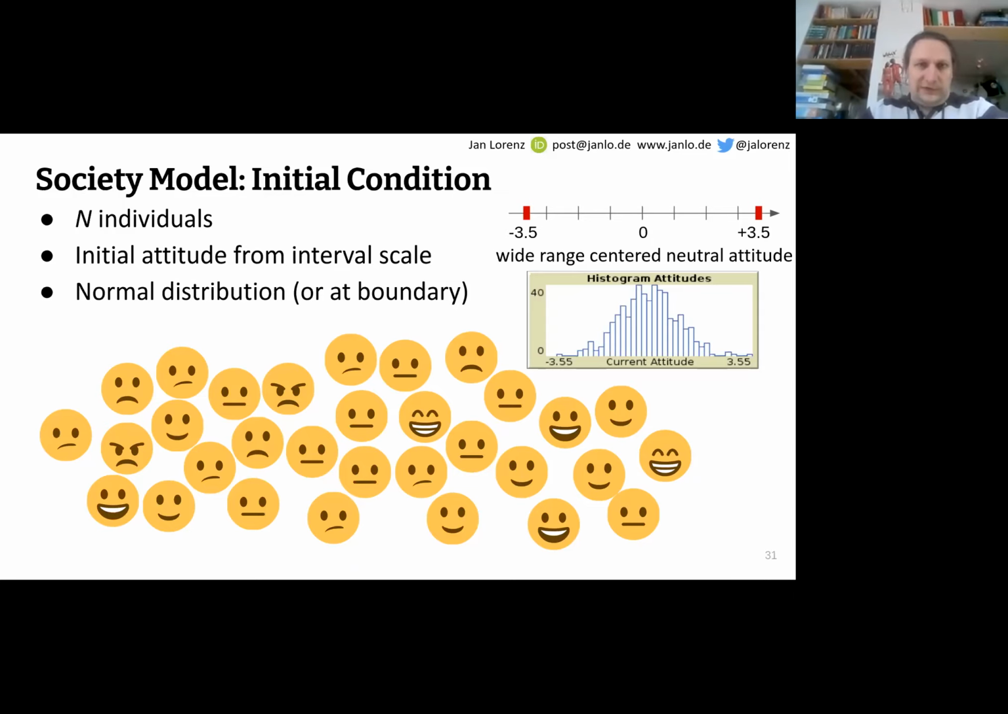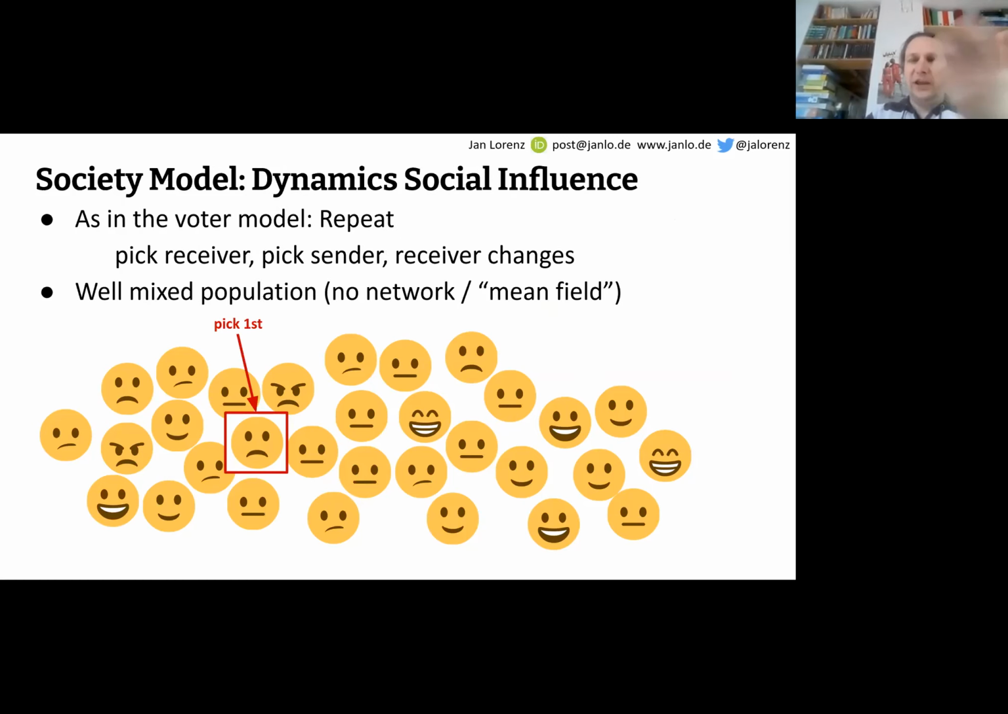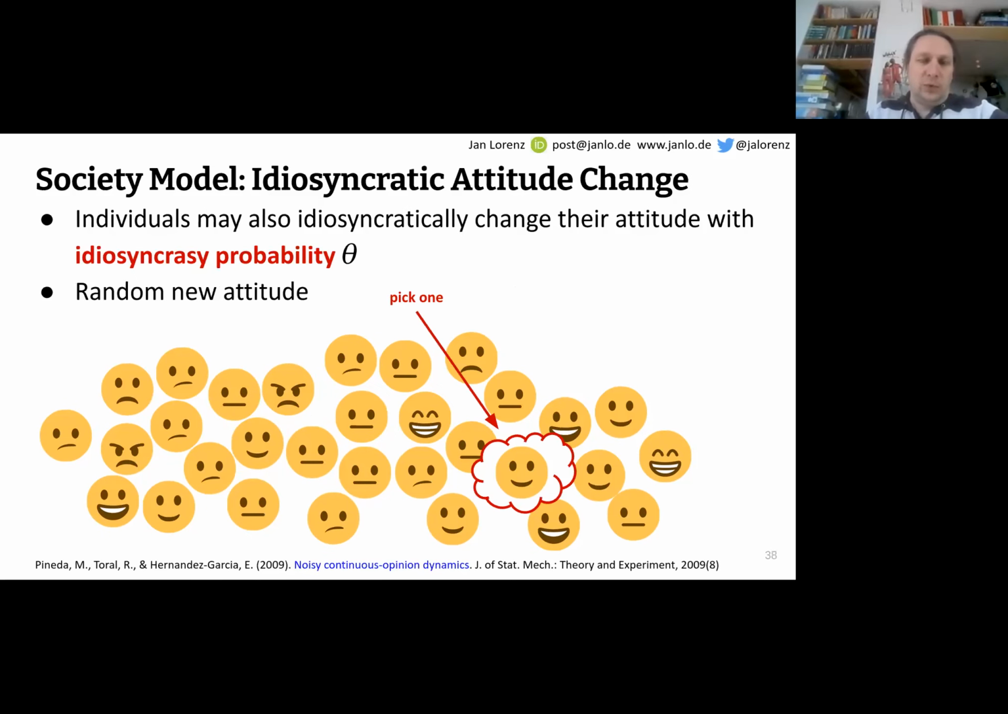Okay, that's the initial condition: random normally distributed opinions. And the mode is now that we pick the agent which updates; it picks another agent. This is the message, and then this person updates. So it's even simpler than the classical model, because the other person does not update in our model, but it doesn't change the dynamics at all. Okay, this is how it's working.